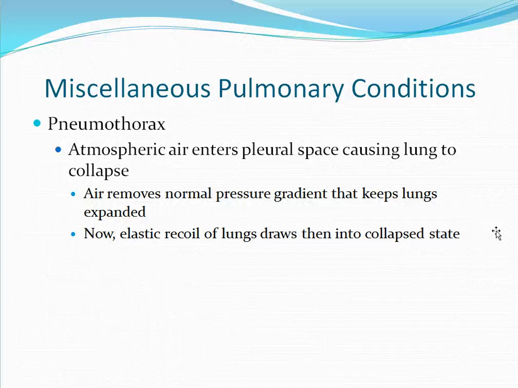Next is pneumothorax. This is when atmospheric air enters the pleural space and causes collapse of the lung. The presence of air will remove the normal pressure gradient that provides for expansion of the lungs against the thoracic wall. As a result, elastic recoil of the lungs draws them into a collapsed state.